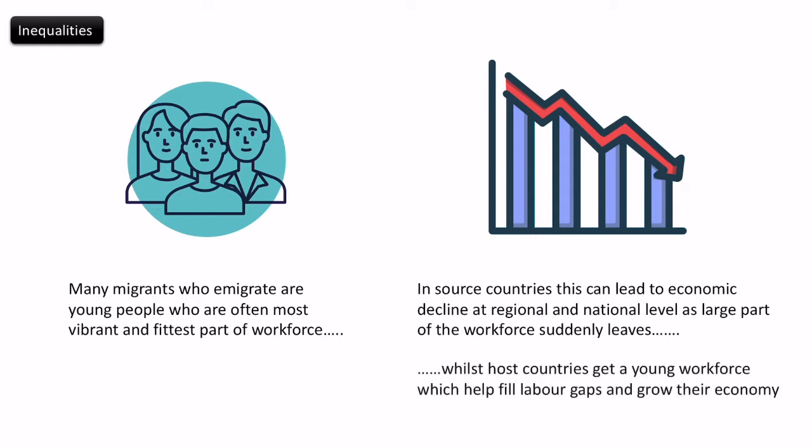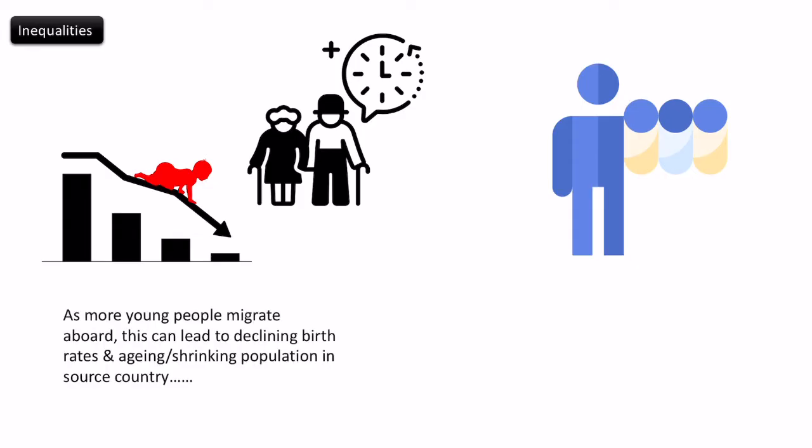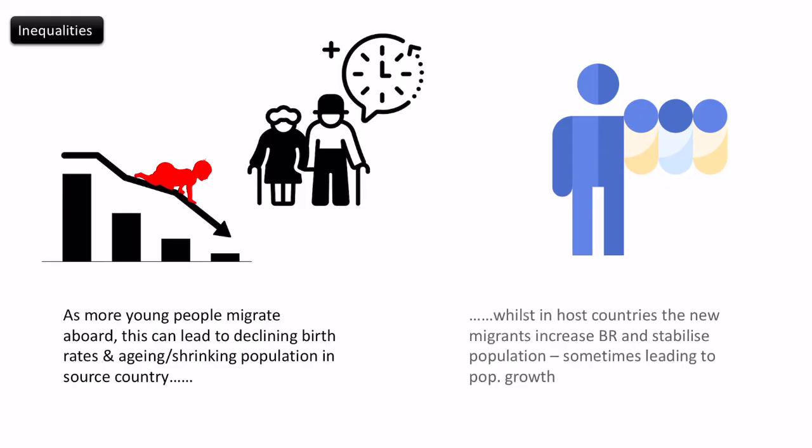Obviously the people that benefit from this are the host countries. They get this young workforce that fills a labour gap and therefore can grow their economy. So this inequality between host and source countries starts to appear, a pattern which we will see repeated in other areas. Another one of those areas is the fact that these young migrants that are leaving, they are the most likely to have children, and so if they leave a source country, we see declining birth rates, population starts to age and shrink over time, while the host countries, they get these new migrants who are often likely to have children, increase that birth rate, stabilise populations, and sometimes even lead to population growth. So we see an inequality between source countries and host countries again.